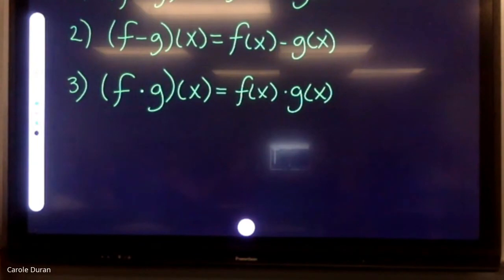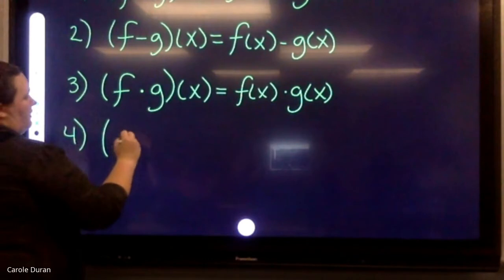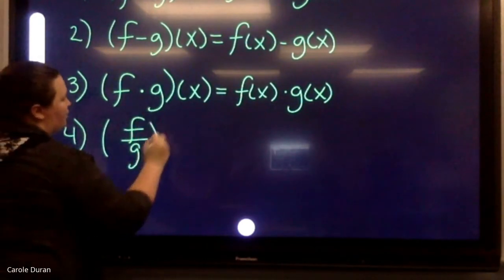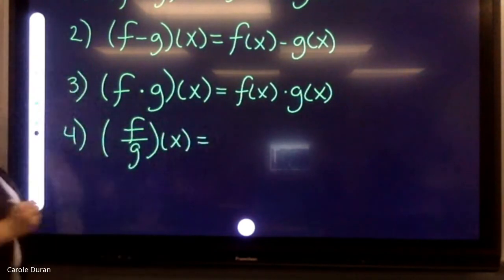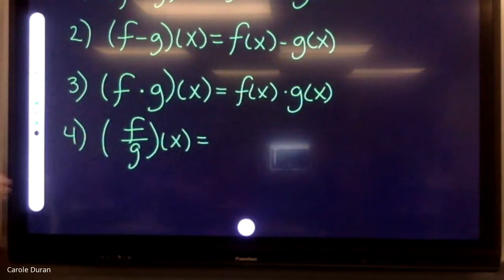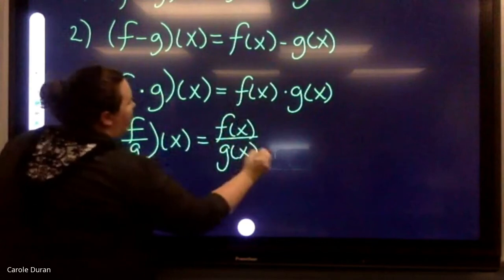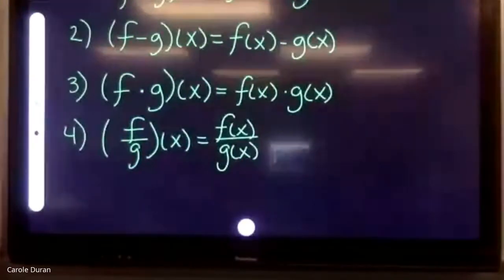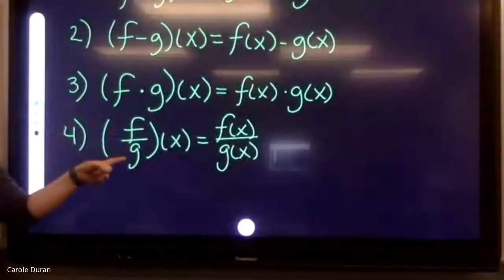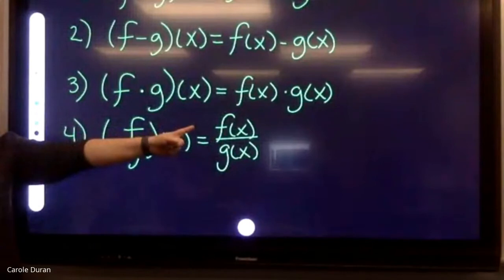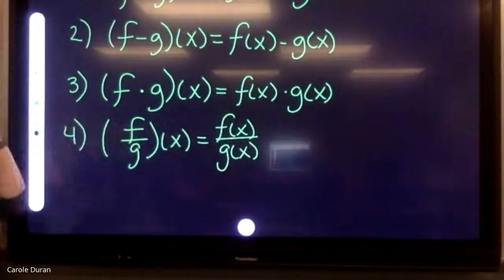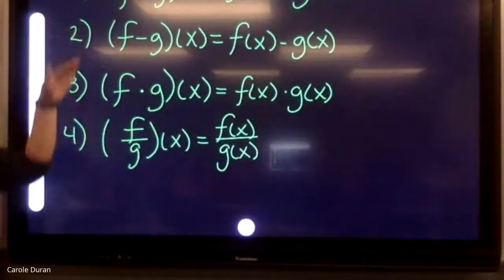What operation are we still missing? Division. So this would read f divided by g of x. So this is the same as f of x divided by g of x. Again, the order in which they are written is the order in which they're put into the problem and solved. So if this read g divided by f, g would have to be in the numerator. Okay, make sure you're following the order of the problem. Any questions, concerns, or issues with any of these?